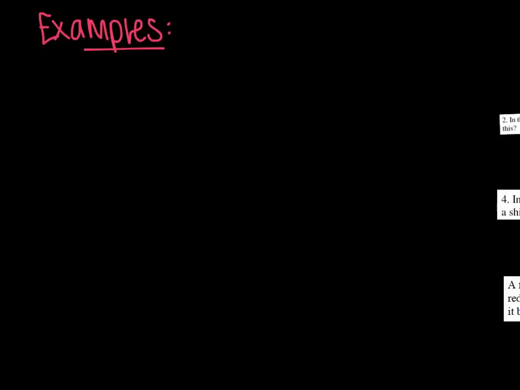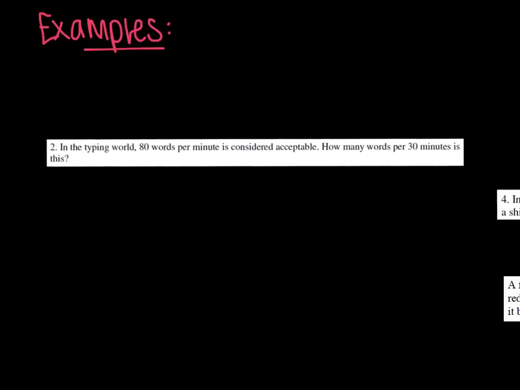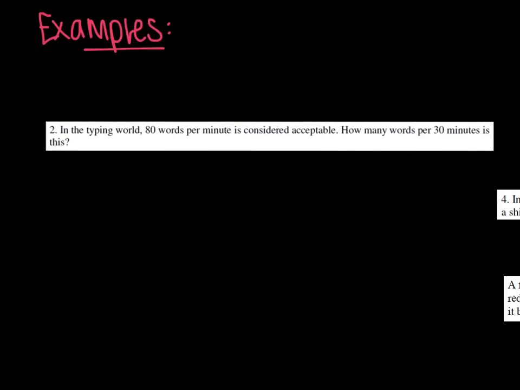Alright, I will give you some examples walking through these steps. In this first example I have, in the typing world, 80 words per minute is considered acceptable. How many words per 30 minutes is this? So I just read the problem, now I'm going to box the question. That's how many words per 30 minutes is this. Then I'm going to read the question again.